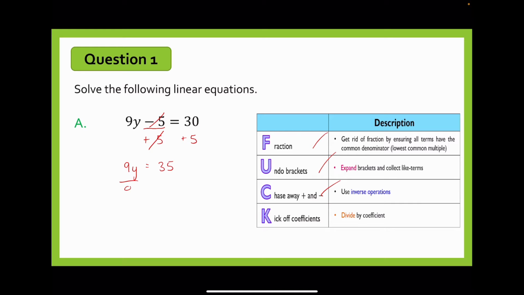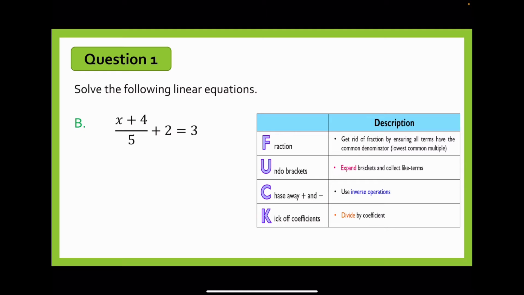By dividing both sides by 9, well, 9 divided by 9 is 1, so that cancels out. In this case, 9 can't go into 35 exactly, so your answer is just going to become 35 over 9. We don't have to use a calculator to get a decimal, or it's not necessary.